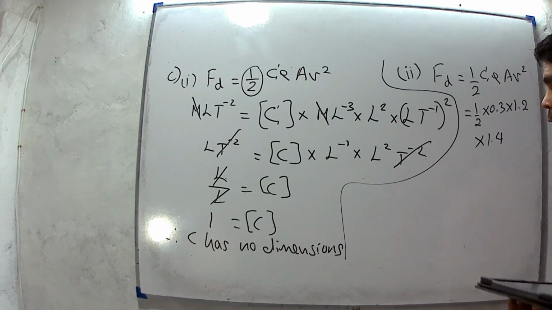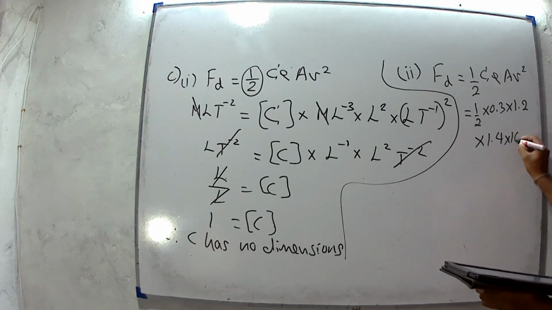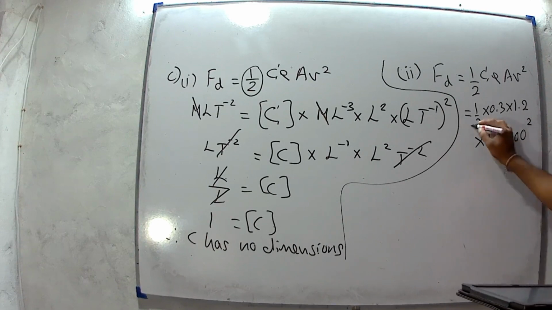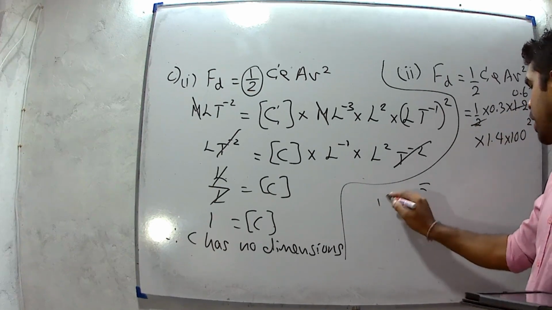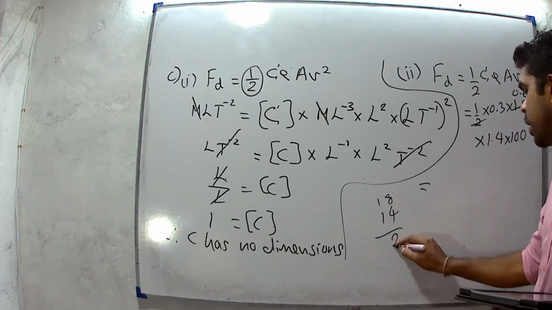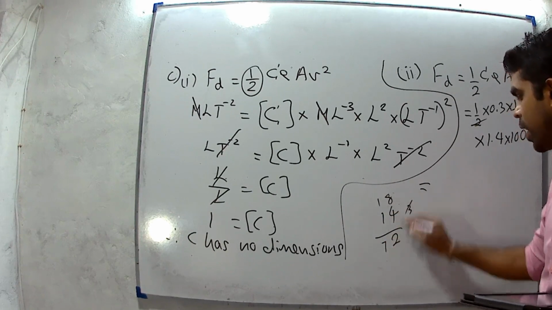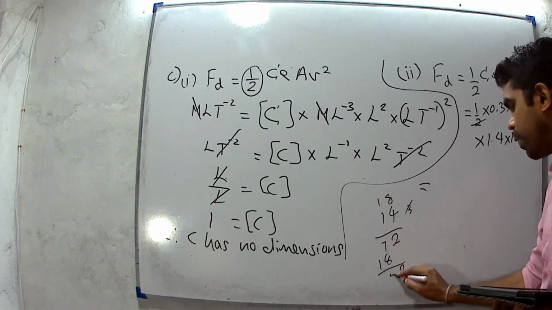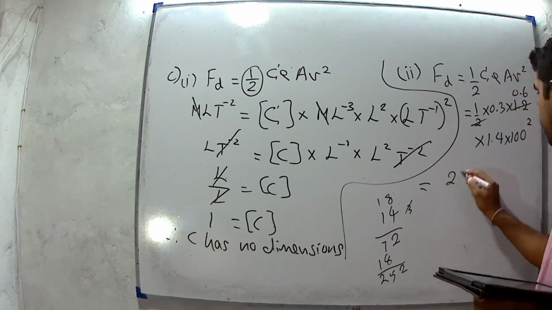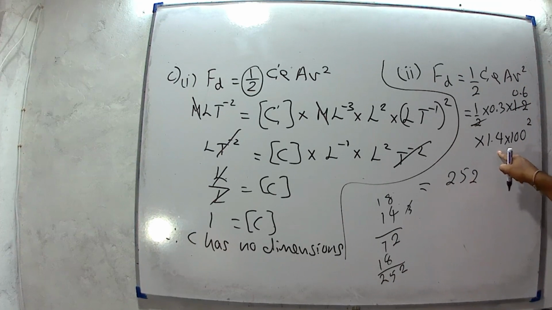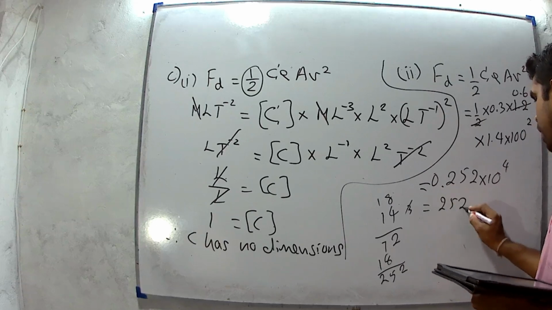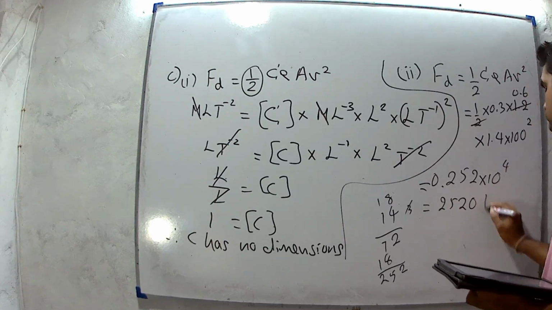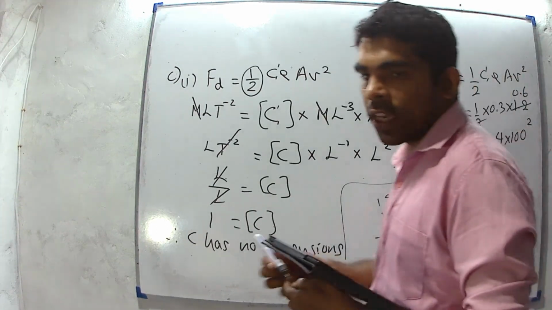V squared, we have found V value is given as 360 kilometers per hour. We know that it is 100 meters per second squared. We can cancel out 0.6, 6 into 3, 18, 18 into 14, 0.8, 32, 3 remaining, 4 into 1, 4 plus 3, 7, 1 into 8, 8, 1 into 1, 1, 2, 15, 1 remaining, 1 plus 1, 2, 2, 5, 2, 1, 2, 3, there are 3 decimal places, multiplied by 10 to the power 4, 2520 Newton. It is the drag force acting on the car.